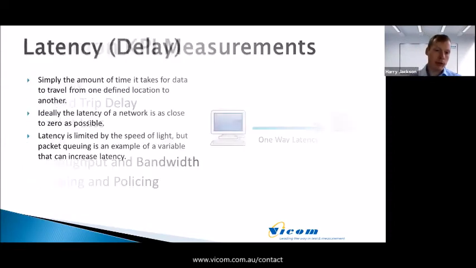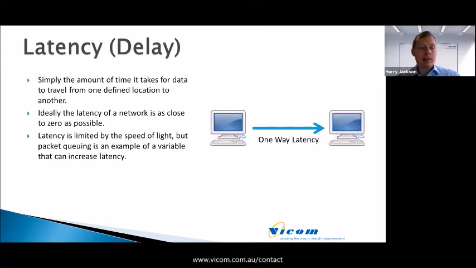First up, we'll talk about latency. Latency is essentially the amount of time it takes packets of data to get from one location in your network to another location in your network. Ideally, you want it to be as close to zero as possible because you want as fast a connection as possible. Be aware that there are certain things limiting how fast latency can be.